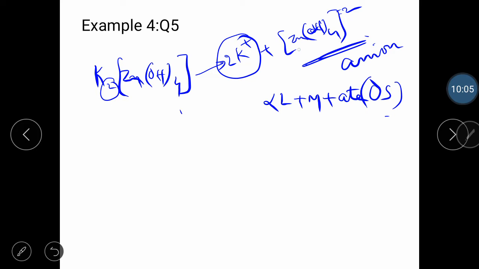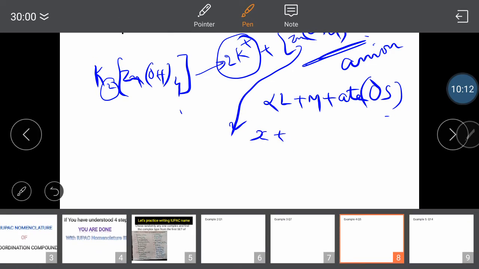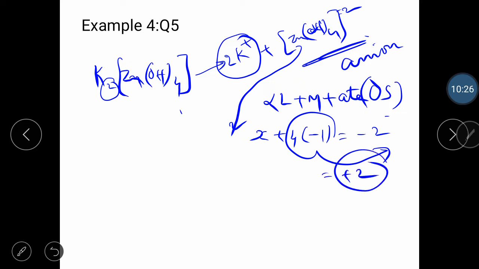Let's find out the oxidation state. I want to find zinc: X plus 4 into OH. What is the OH charge? Minus 1, equal to what? Total minus 2. X equals what? Minus 2 becomes, minus 4 becomes plus 4. So total is equal to plus 2. So zinc will have a plus 2 state. Now what do I get? Name it.